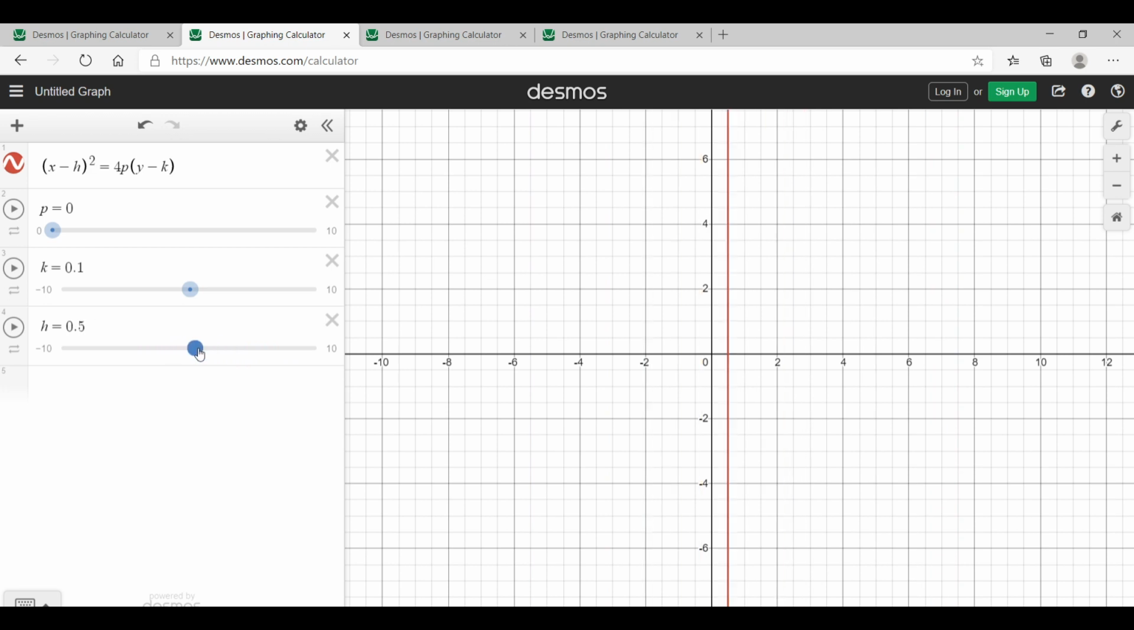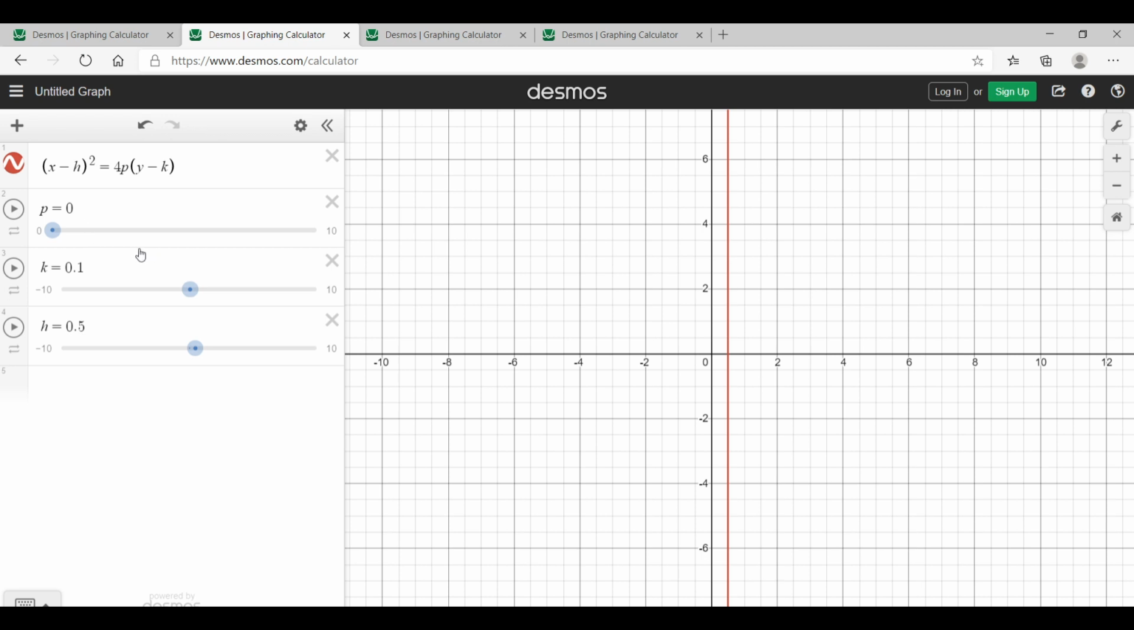So let me explain this to you. Why is this a line, when in fact we have this equation of the parabola? It's because the parabola degenerated. When do we say that the parabola will degenerate? It happens when the value of p is equal to 0. That means the focal distance is 0.